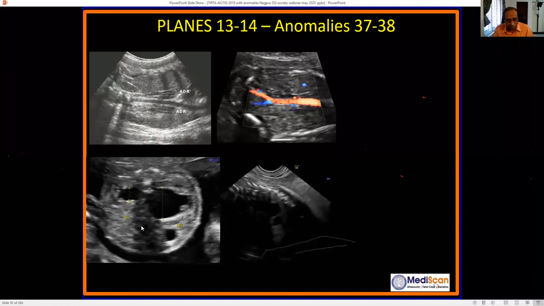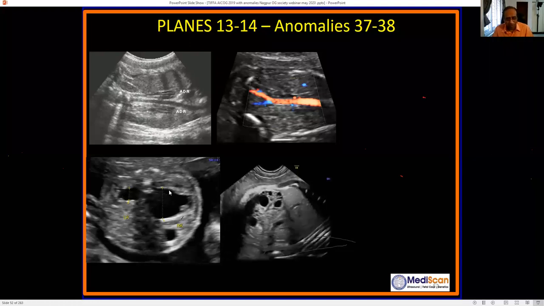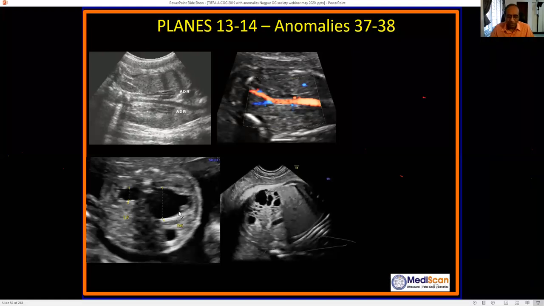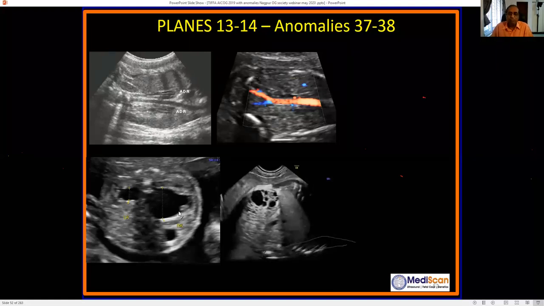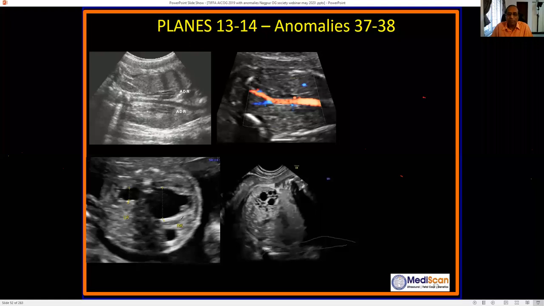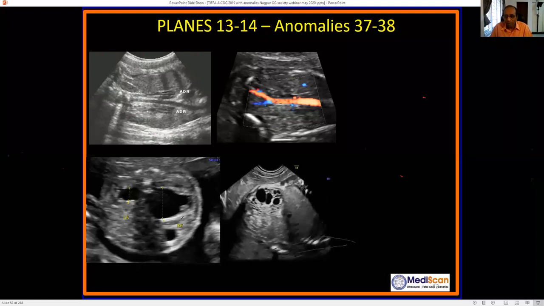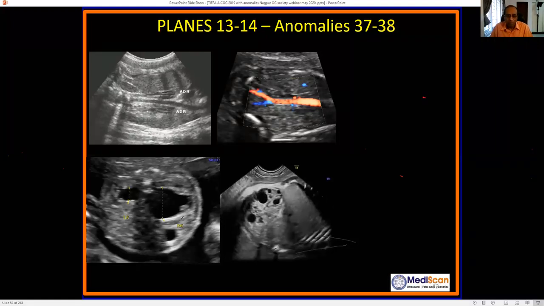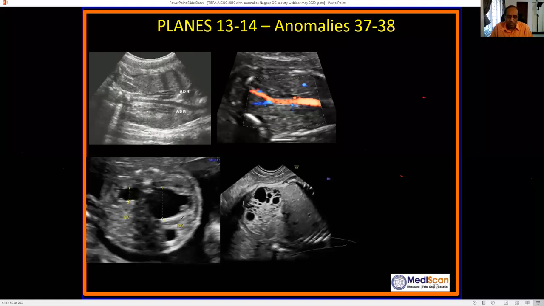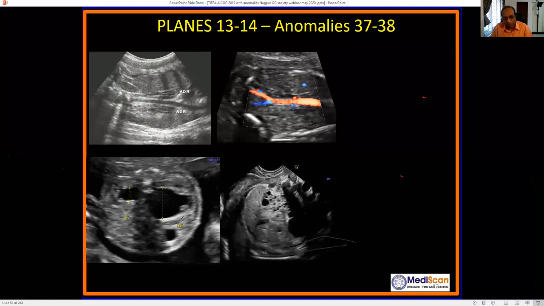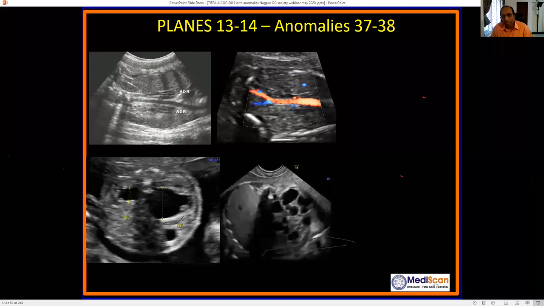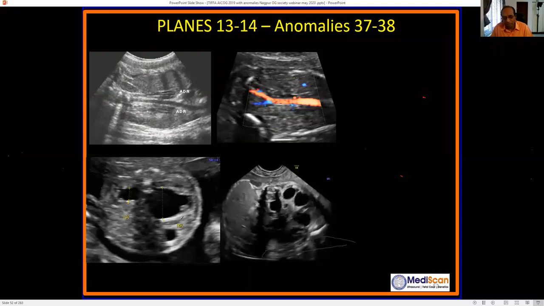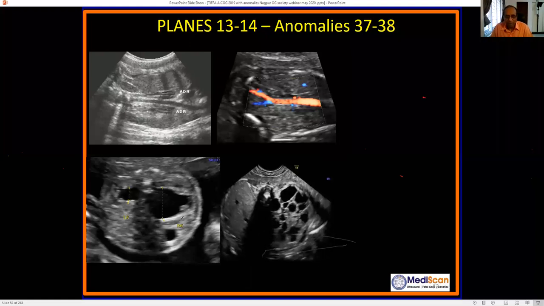And here in the transverse section of the kidney, you can see renal pelvis dilatation, as I said, in the second trimester. Between 4 and 7 mm, the renal pelvis is fine. Only beyond 7 mm do we call it abnormal, and we call it urinary tract dilatation type A1. If it is more than 7 mm and the calicial dilatation is there, then we call it urinary tract dilatation A2.